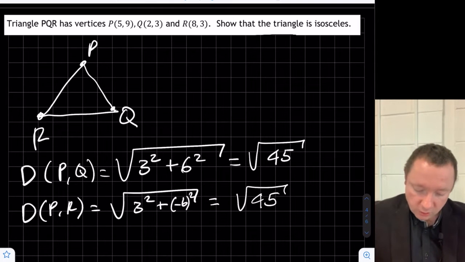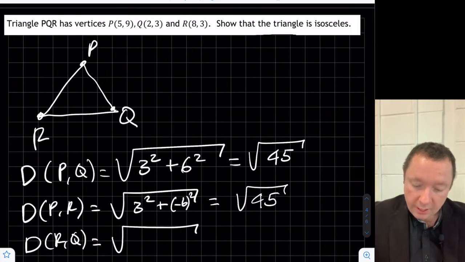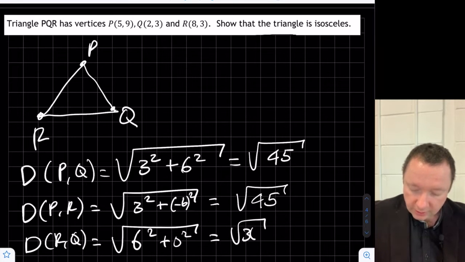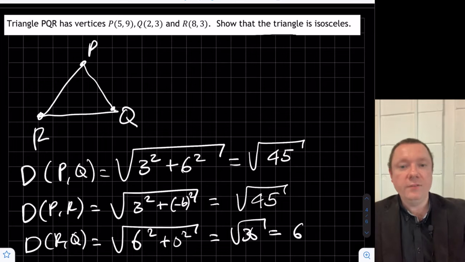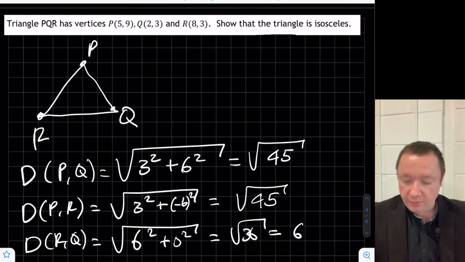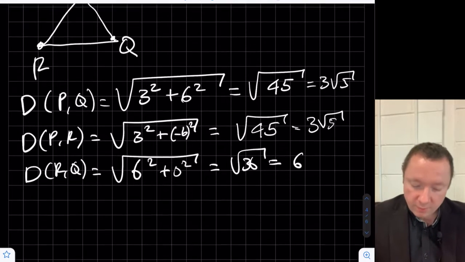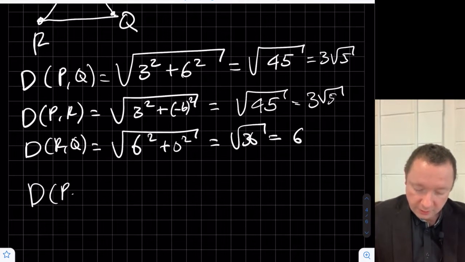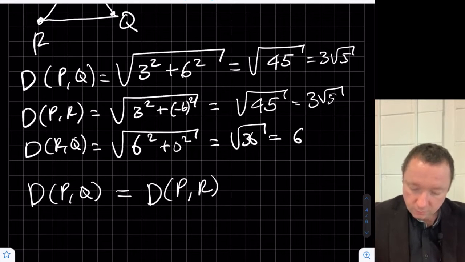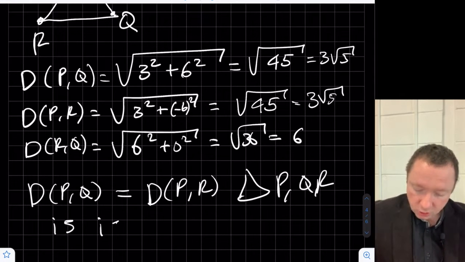And just a quick check on the last one, the distance from R to Q. 8 minus 2 is 6 squared, but 3 minus 3 is 0 squared. That's the square root of 36, which is 6. I've not even checked if I can simplify the square root of 45. Let me just double check that. 9 times 5, so that is 3 root 5, and that is also then 3 root 5 if you are simplifying them. But the key point is, since the distance from P to Q equals the distance from P to R, triangle PQR is isosceles.